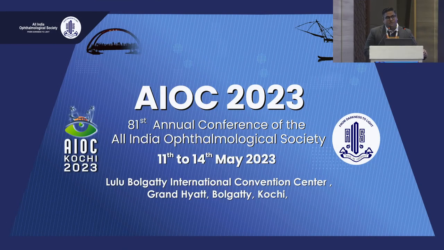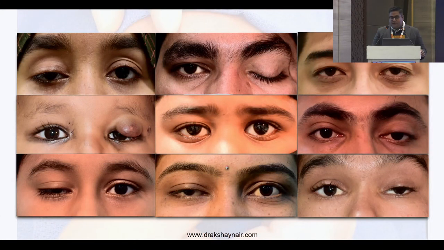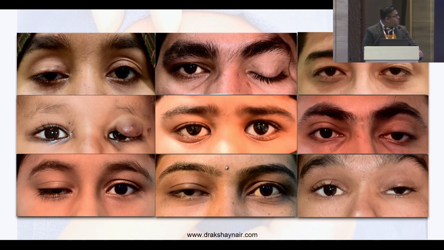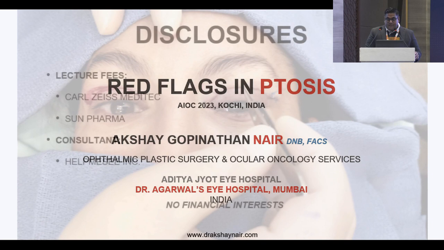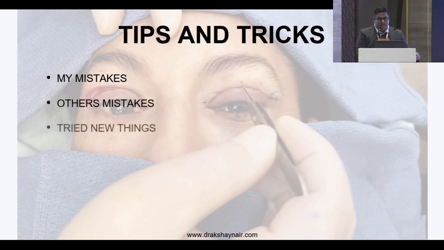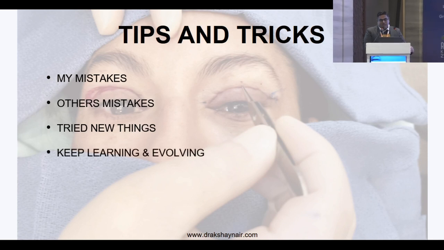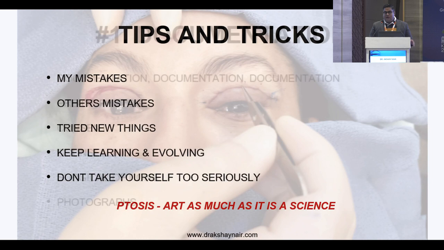So I'm going to be a little more specific with regards to eyelid, because I think eyelid tumors are already being considered separately. So this is more about red flags in ptosis. These red flags are things that I picked up, which are either my mistakes or mistakes of others, or when we've tried new things. I think as you keep doing and operating ptosis and seeing ptosis, the more you realize which ones are best left alone, and so you're able to identify the red flags more.